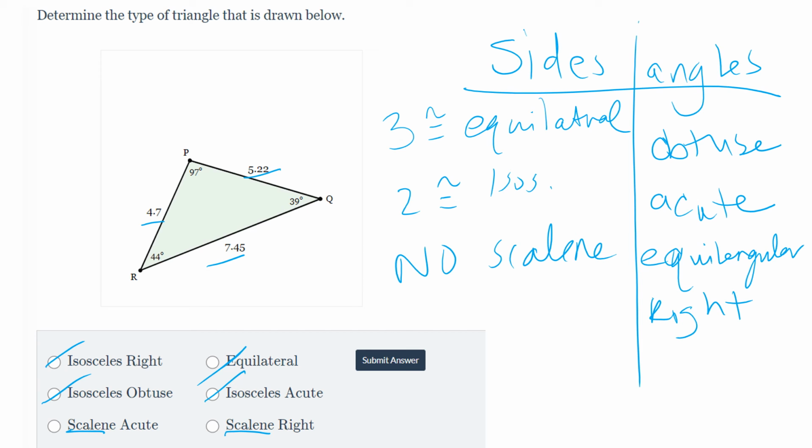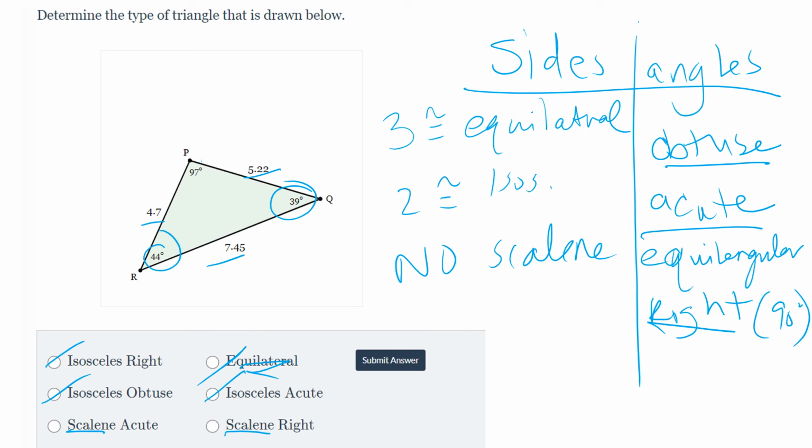A right triangle is going to have 90 degrees. I'm hoping we remember that, okay? Equiangular, they would all be the same, so 60 degrees, and that would happen if it was equilateral, so they might not even say equiangular because it's assumed. Between obtuse and acute, obtuse means it has one angle bigger than 90, and acute means all 3 angles are less than 90.